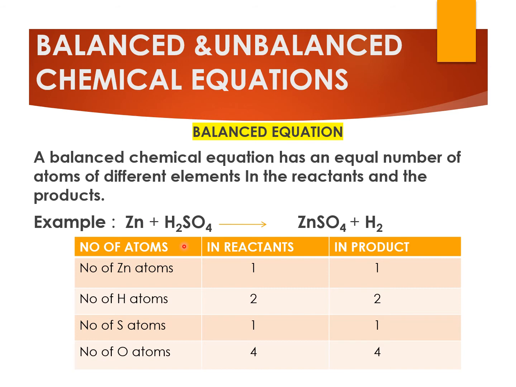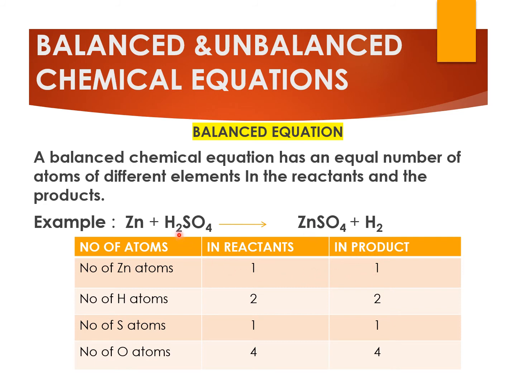Let us see whether this equation is balanced. How do we find out whether it is balanced or not? Let us see what all atoms are there on the reactant side and on the product side. On the reactant side, we have zinc, hydrogen, sulfur, oxygen. Similarly, on the product side also we have zinc, sulfur, oxygen and hydrogen. Number of zinc atoms on the reactant side, 1. Number of zinc atoms on the product side, 1.